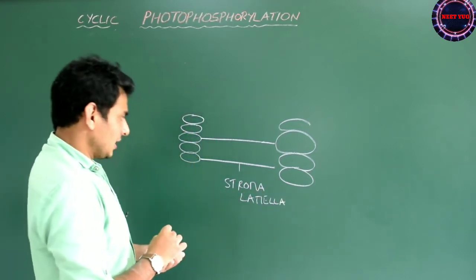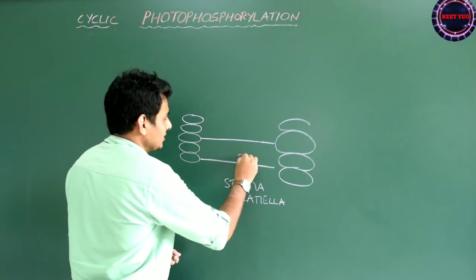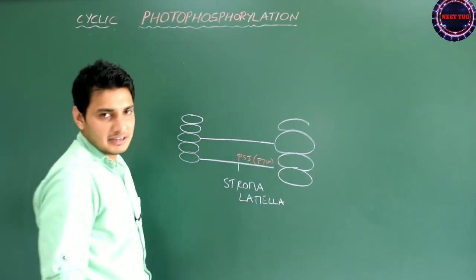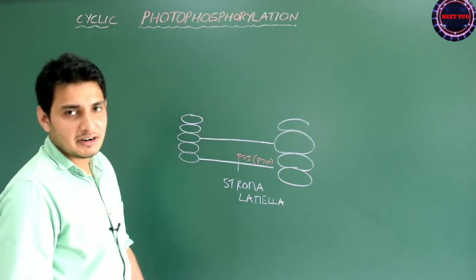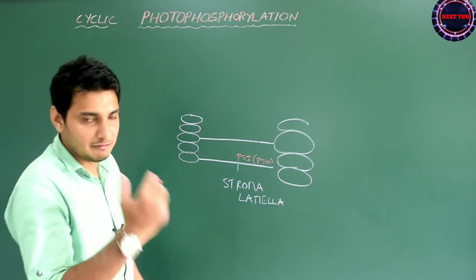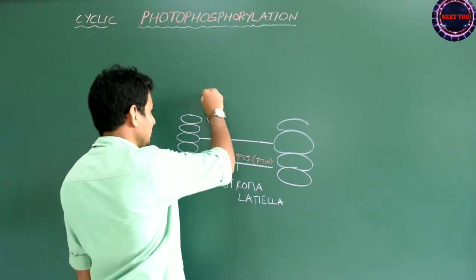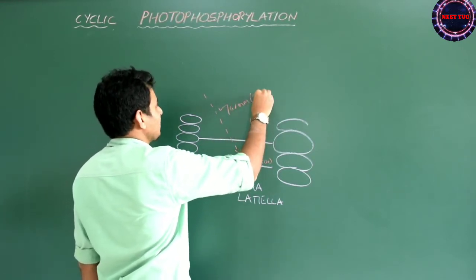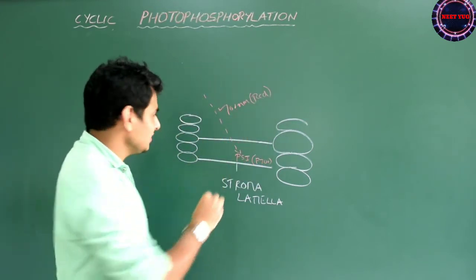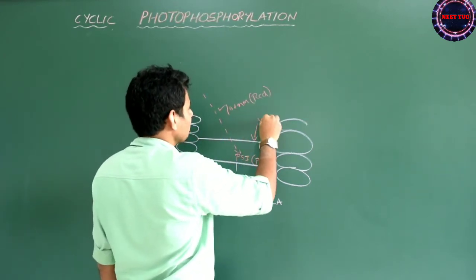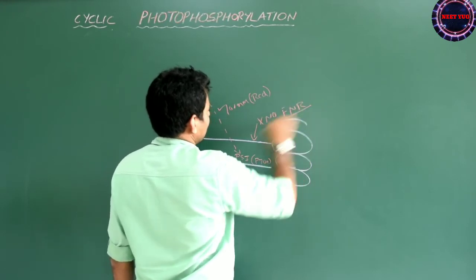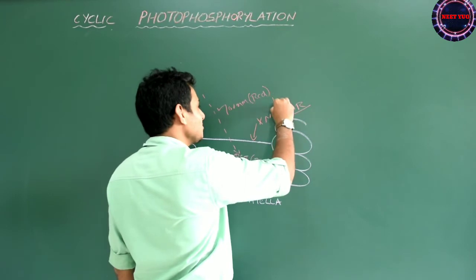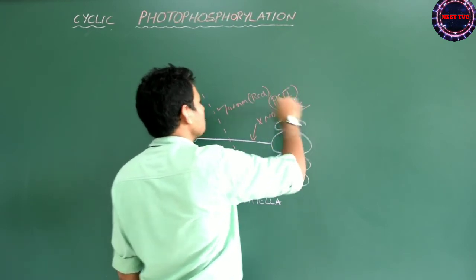Now in the stroma lamella, what is there? The PS1 is there, that means P700. Photosystem 700 uses 700 nanometer wavelength of sunlight, that is red light. Okay. So 700 nanometer, that is red. And another thing is there is no FNR. The enzyme NADP reductase is absent. And one more thing is there is no PS2. The system PS2 is absent.